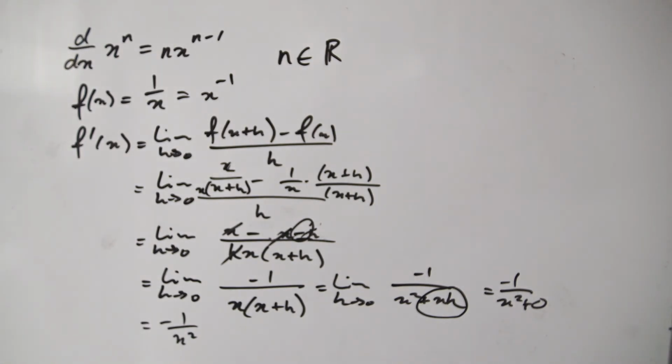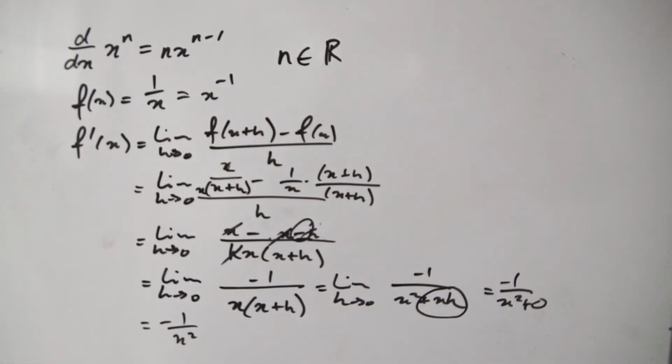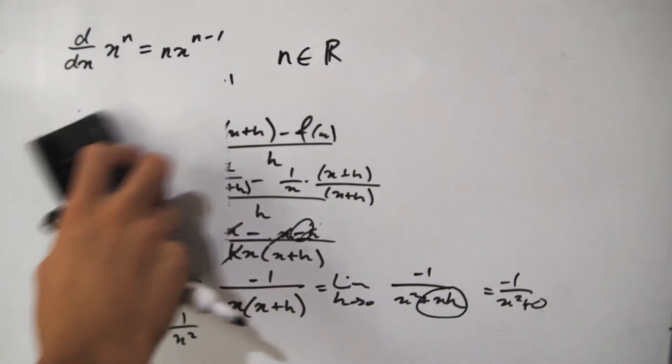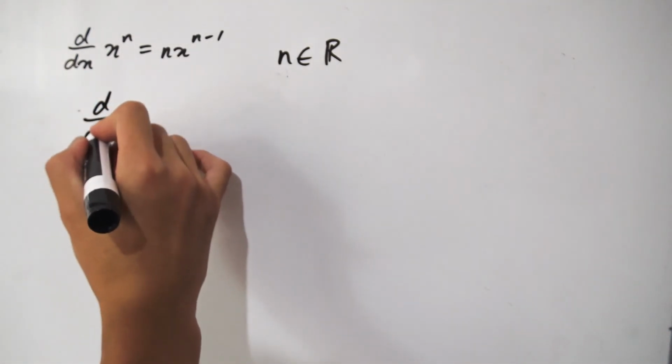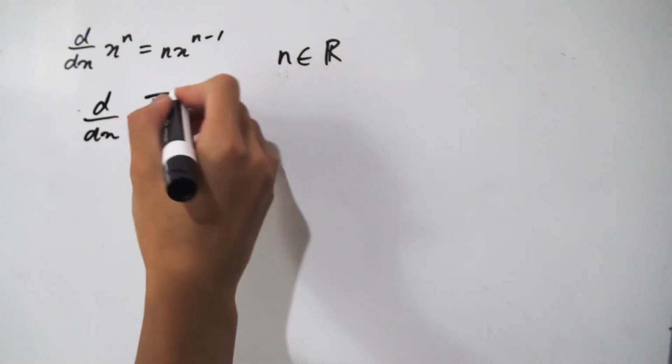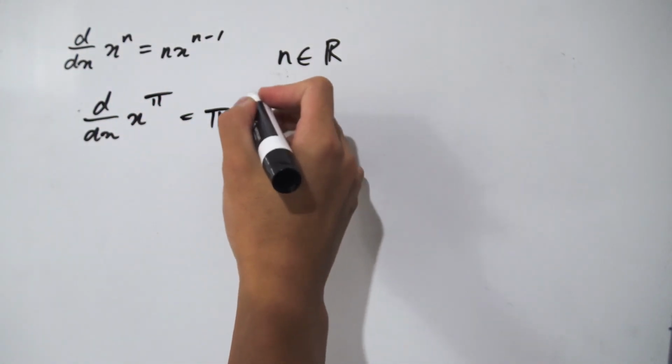So that's pretty much it for this video. This is just an extension of the power rule to being all real numbers. So the power rule even works for irrational numbers. So if you have, say, the derivative of x to the pi, well, you just bring the pi down and you get x to the pi minus 1.